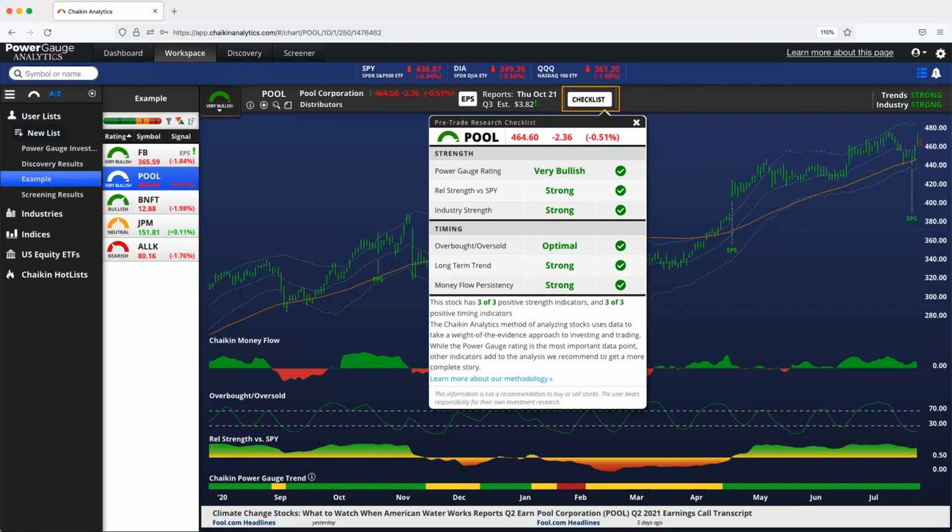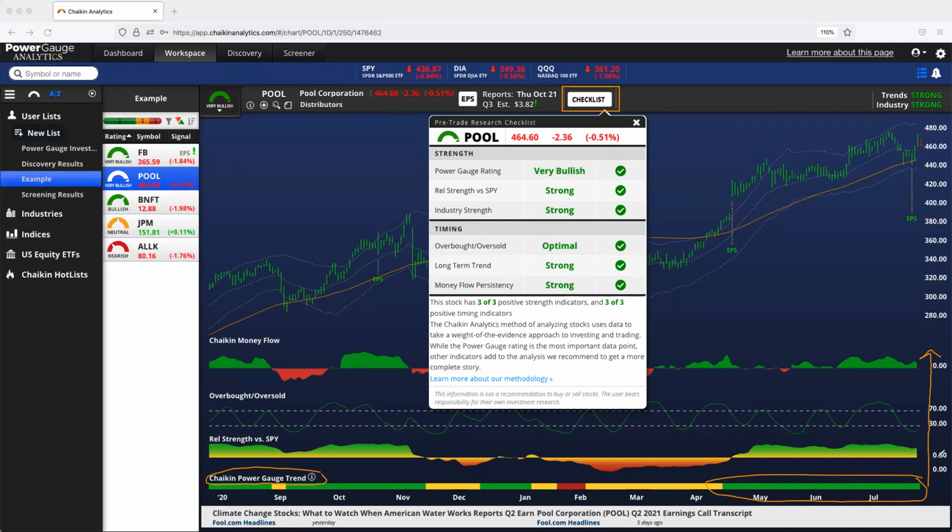We read our charts from the bottom up. The most important data is down here at the bottom, because you'll notice the most important data, of course, is the Power Gauge rating. And this is the Power Gauge trend. This is what the Power Gauge rating would have been previous days. We're looking for a stock that has been bullish for at least maybe the last couple weeks, preferably last couple months, as we see here from POOL.